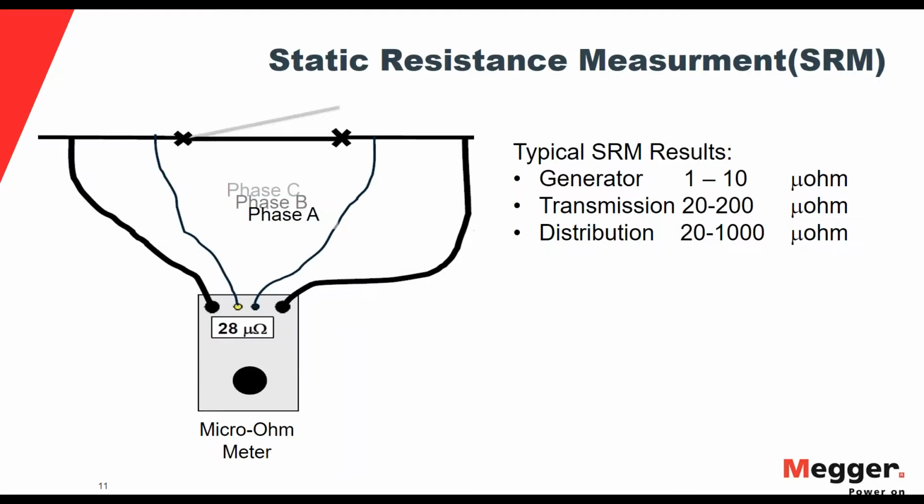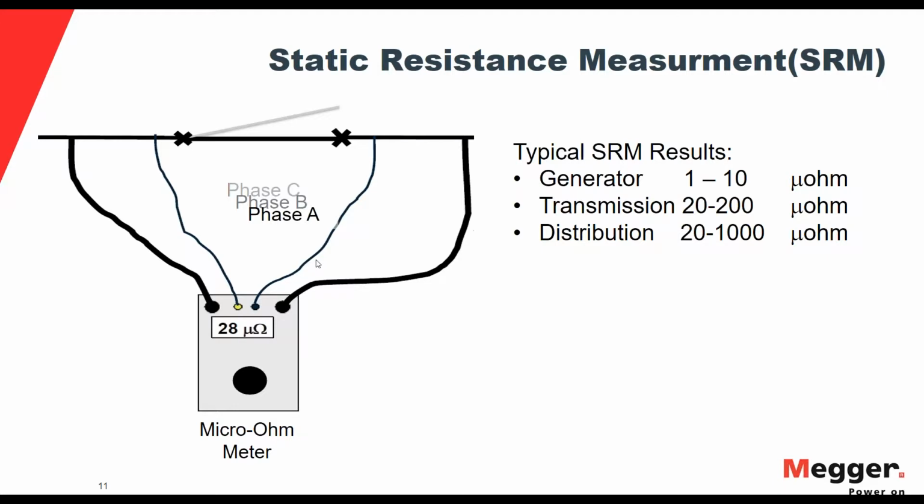This is a diagram just showing you how the connection is done. You can see here the 2 big cablings or wires are used for injecting the current, and the 2 small ones are used to measure this resistance.